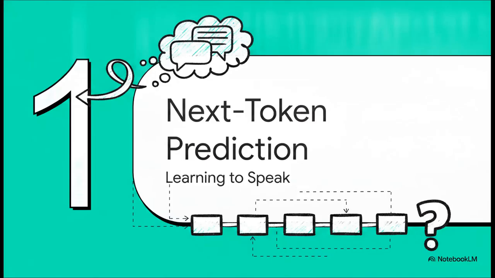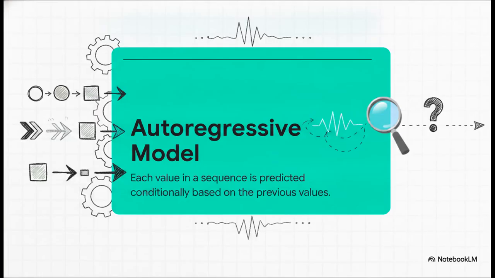Section 1. The magic of next token prediction. Learning to speak. Okay, so to really grasp what large language models are doing, you have to understand this one foundational concept: autoregressive models. This essentially means that these models do not output an entire paragraph of text all at once in some sudden flash of brilliance. Not at all. Instead, they build sentences sequentially. Every single value or word is predicted conditionally, based entirely on the previous values that came before it.